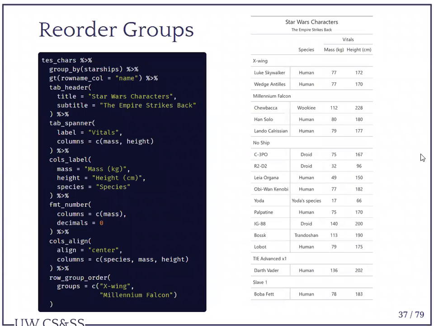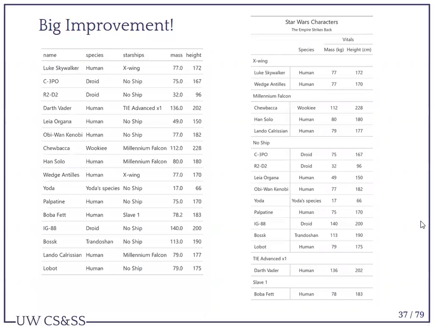You can also reorder the groups, perhaps in order of interest, by saying that we want our protagonist here at the top and the coolest ship right after that. And then the guy who's only on screen for 10 minutes the whole series at the bottom. And this is a big improvement, and it can be done relatively quickly. These are great.